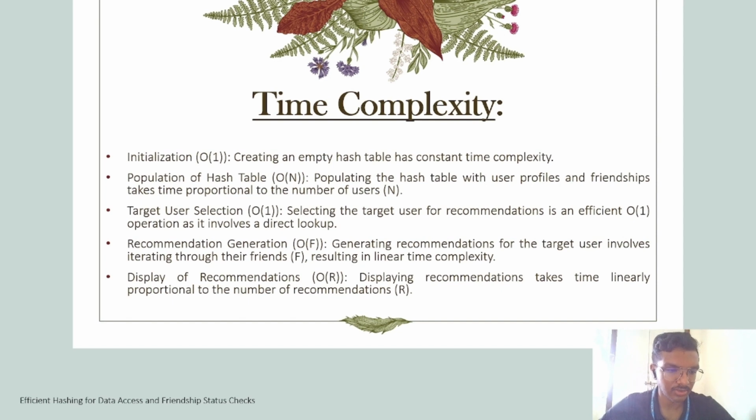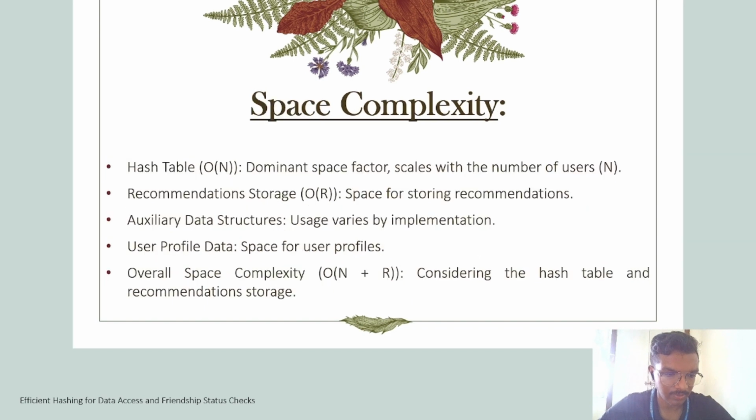The time complexity for the second solution can be summarized in 5 key points. Initialization is a constant time operation, while population of the hash table scales with the number of users n. Target user selection is efficient with constant time complexity. Recommendation generation takes time linearly proportional to the user preference set. And displaying recommendations scales linearly with the number of recommendations.